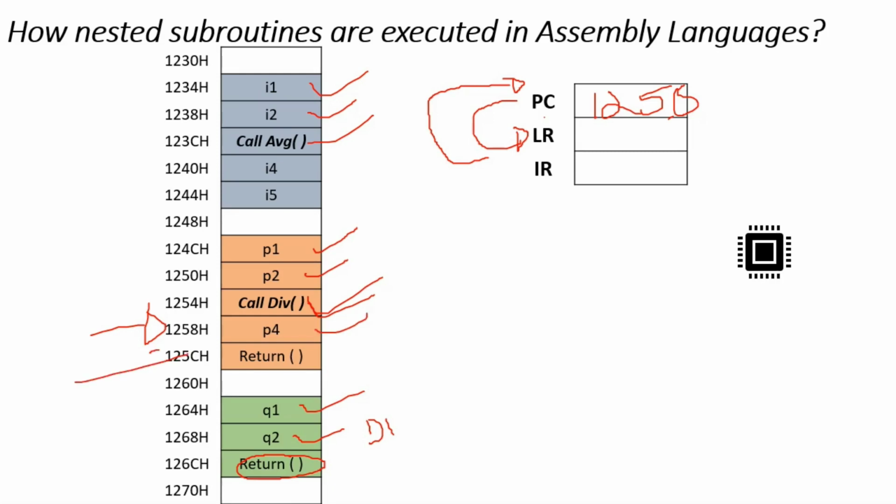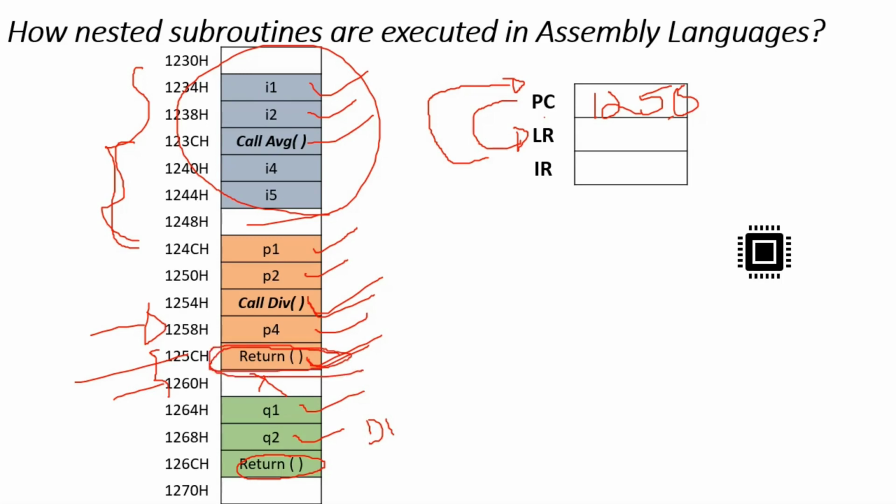Then PC points to 125CH, and the processor starts executing return. Now PC points to 1260, the next address. Now the return statement is being executed, and the processor comes to know that it has to go back to the main function. But to which address here? The main function here is from 1234 to here. This is the entire main function. To which exact instruction does the processor have to go after finding the return statement in the average function?